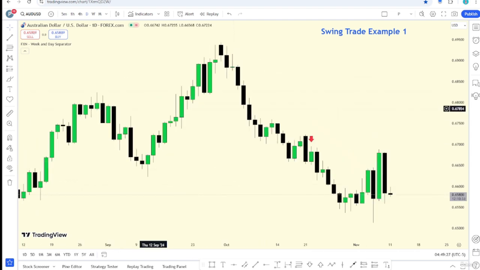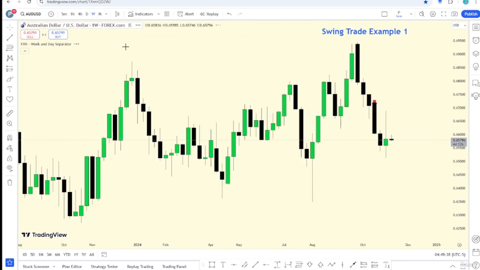So this is the Australian dollar daily chart. We are going to go into the weekly chart and look at the order flow first. Then we're going to come back to the daily chart to break down that setup. So let's go to the weekly chart.